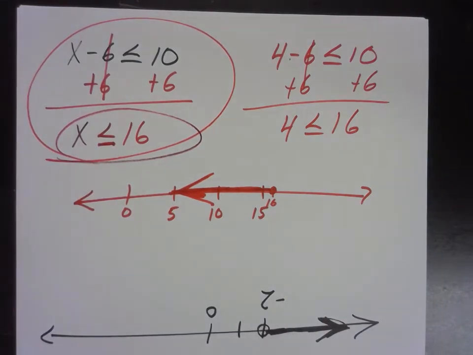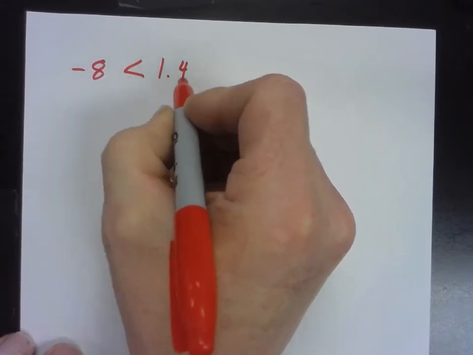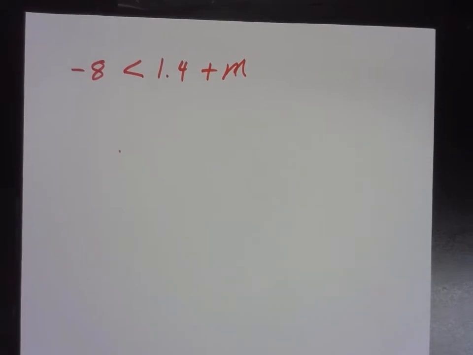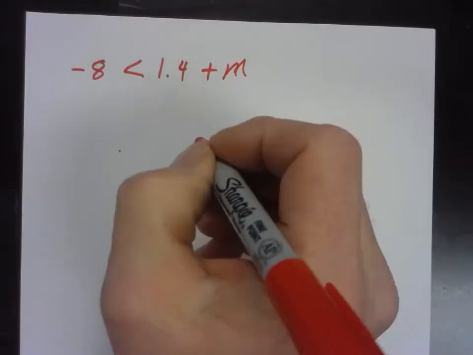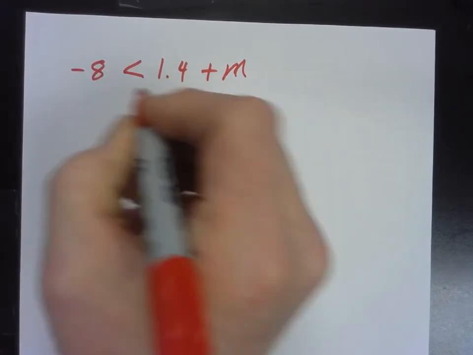What do you think? Augustine? You happy with that? Yeah. Okay, that's not a big deal. Some can be a little weird for you. Okay, this one has decimals in it. Does that change anything? No. What are we going to do to both sides? Minus the 1.4 from both sides.